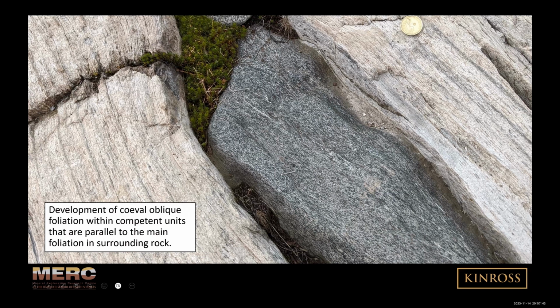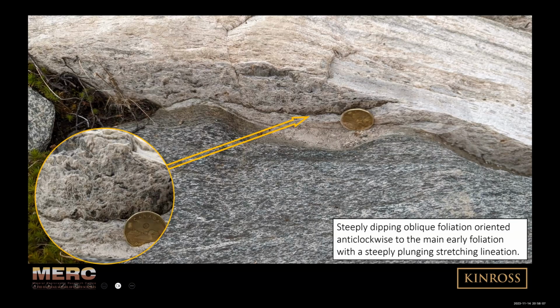So we have a main foliation plane, which you can see very nicely here within our porphyritic rock. And then we have the development of a coeval oblique foliation, which forms specifically within these more competent areas, within our mafic dikes. And these dikes are parallel to the surrounding rock, indicating that we have some degree of shear forming this oblique foliation. Now, this is the same photo, but at a different angle.